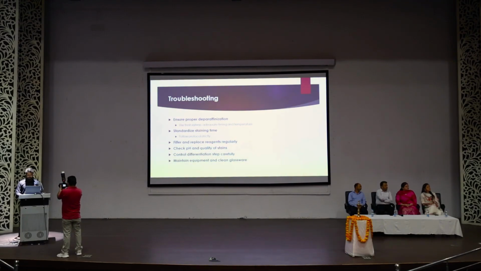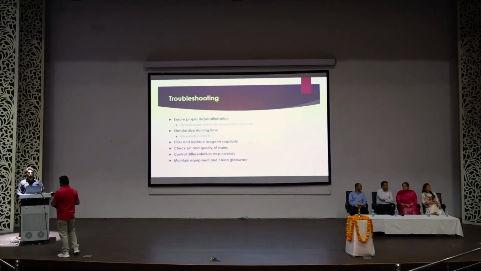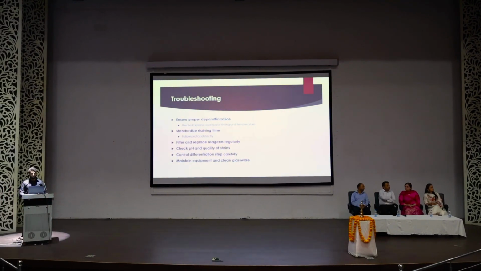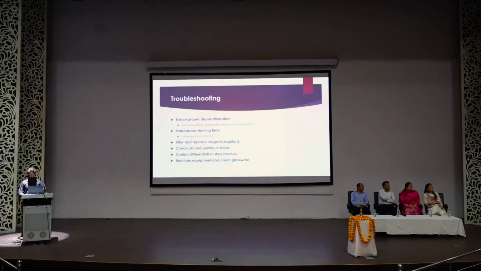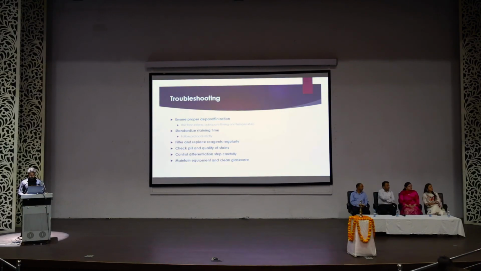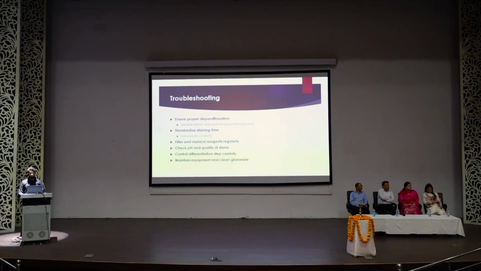Standardize staining time and follow the protocols strictly. For example, after troubleshooting any error, we have to follow the protocol on a regular basis. Filter and replace reagents regularly. Always check pH and quality of stains. Control the differentiation step carefully, as poor nuclear differentiation mostly occurs because of this step. Maintain equipment and clean glassware for storage, and ensure proper balancing of reagents during weighing and measuring.